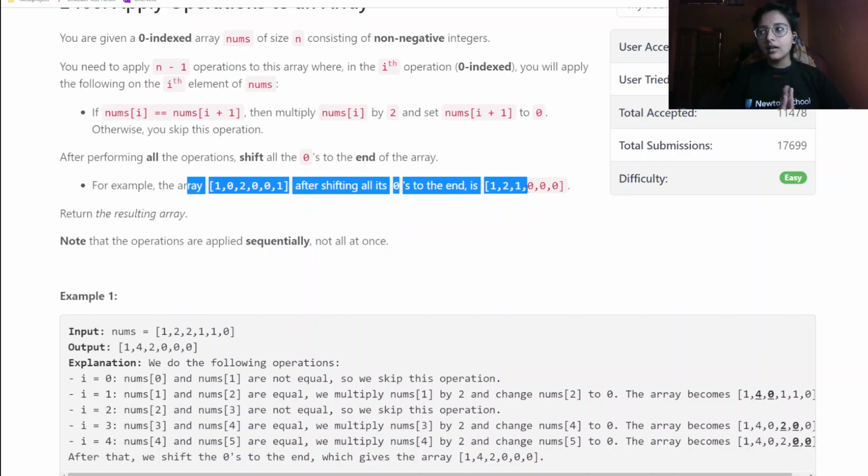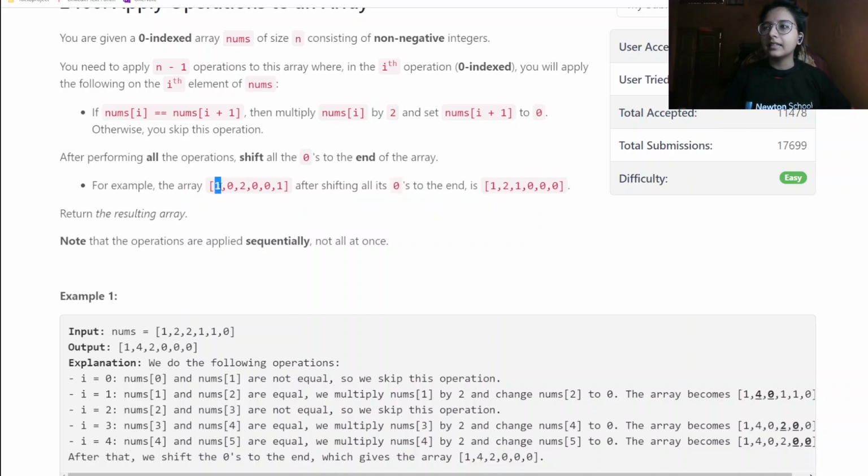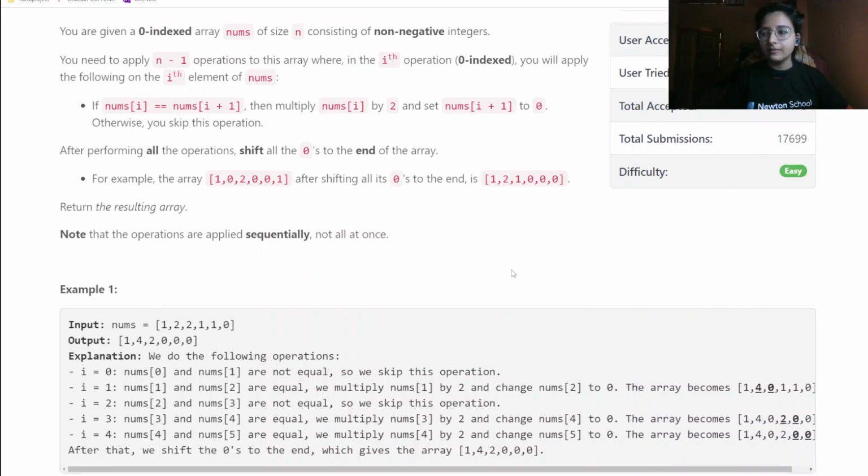Without affecting the relative positions. You can clearly see that 1 is at the start, then 2 comes, so here also 2 is there, and at the last 1 is there, and all the zeros are shifted to the end. So that's why this question is split into two parts, and that is what we are required to do in this question.